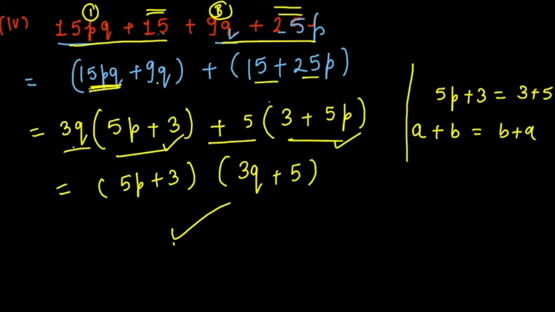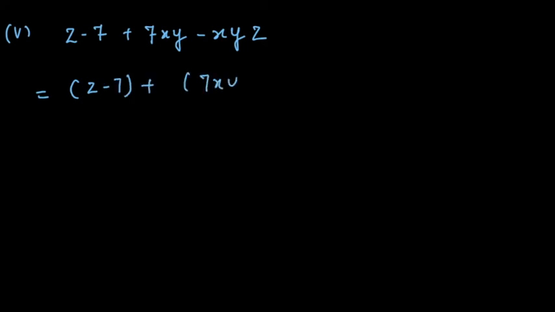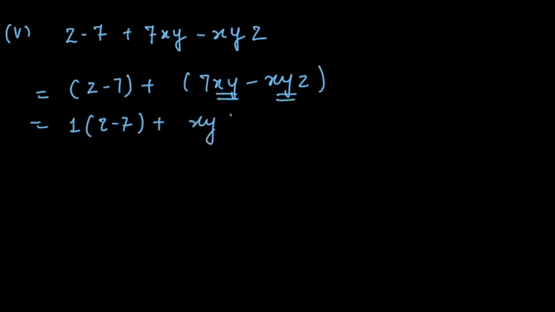Now we have one more part. I will be explaining that question also. That's the fifth part of this exercise, which says z minus 7 plus 7xy minus xyz. Okay, I will again explain. I put z minus 7 in one bracket and 7xy minus xyz in another bracket. So 1 is common here, z minus 7. What is common here? xy and xy. So what are you getting here? If you divide 7xy by xy, only 7 is left. The minus sign as it is, xy times 7 minus z.